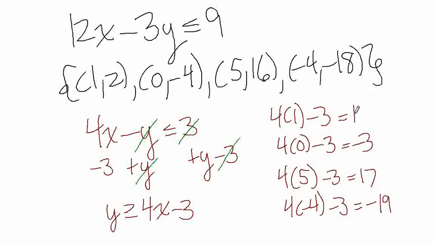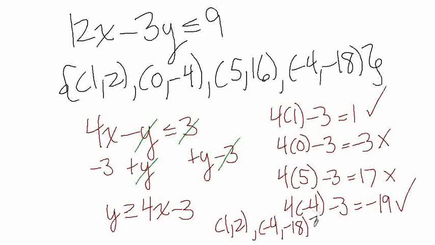Is 1 less than or equal to 2? Yes, so the first point is a solution. Is minus 3 less than or equal to negative 4? No, it is not. Is 17 less than or equal to 16? No, it is not. Is minus 19 less than or equal to minus 18? Yes, it is. So the two solutions are (1, 2) and (-4, -18).